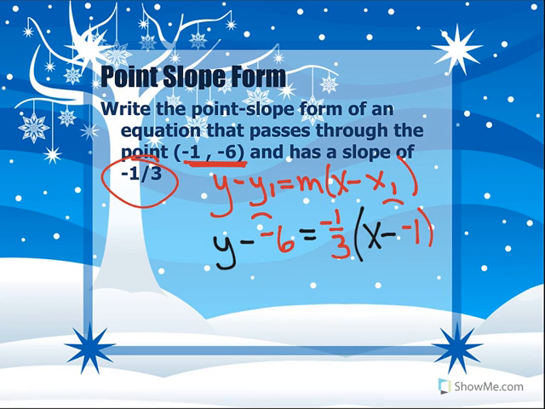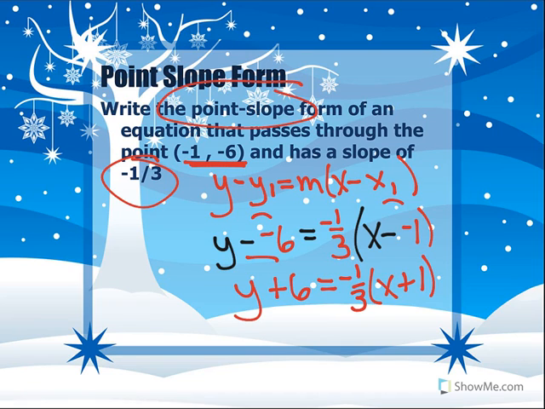Now we can simplify just a little bit. Minusing a negative would be adding a positive. So y plus 6 equals -1/3 x plus 1. And if it's asking us to leave this in point slope form, this would be our equation. This would be our answer.